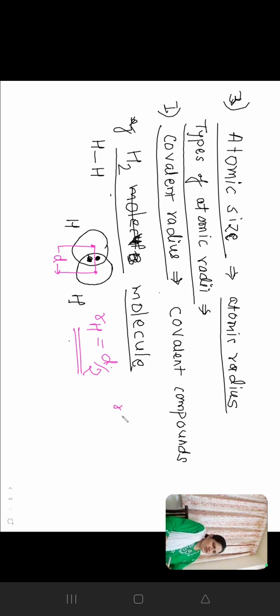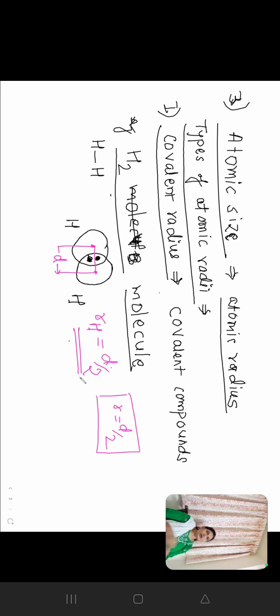So in general, here we have taken the example of hydrogen molecule, therefore I have written radius of hydrogen. But in general, R is equal to d by 2. This is a very important formula in case of covalent radius. So what is the concluding point? Covalent radius is measured in case of covalent compounds. How are covalent compounds formed? By sharing of electrons. H2 molecule is an example of a covalent compound.